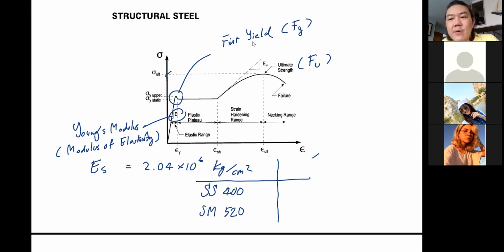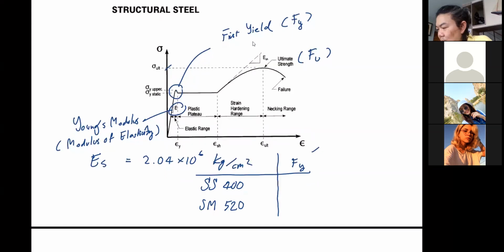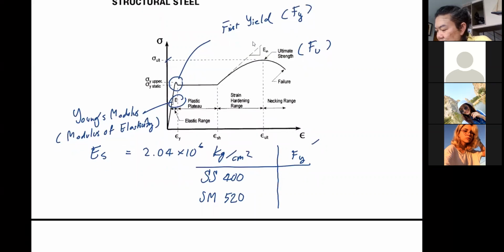But you have to be mindful of some things about them, especially a tiny little bit of a problem called buckling, which we will talk about in the future. So Fy for SS400 is about 2,500. For SM520, it's 3,700.